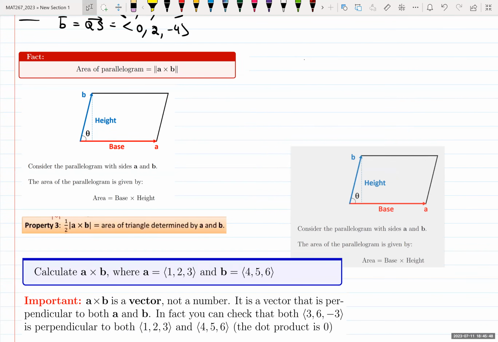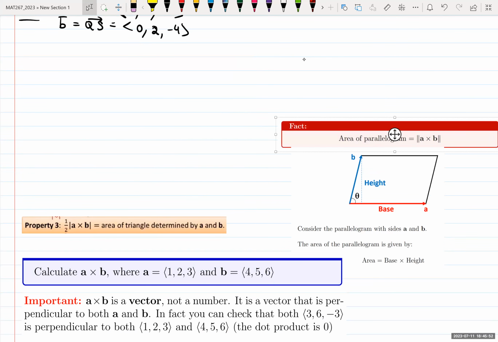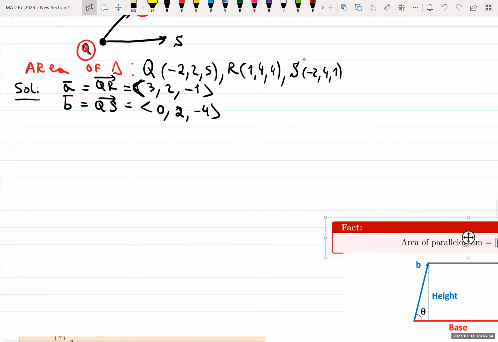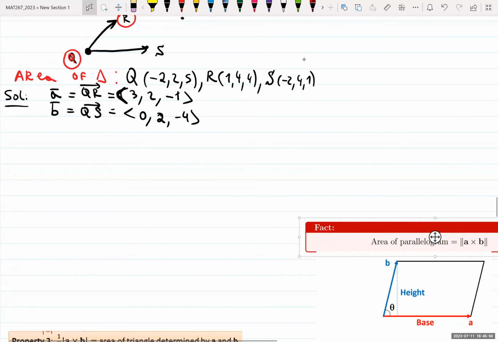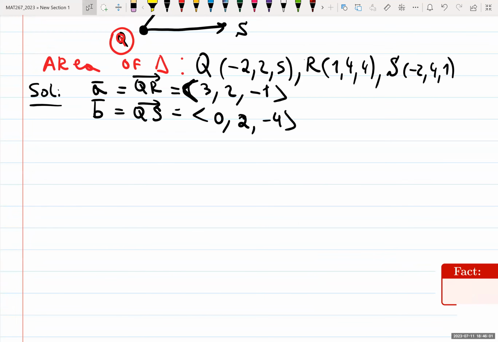the whole beautiful idea of the cross product. So if you find right now the cross product and take the size of it, that's going to be the area of the parallelogram. And the triangle is half of that. But the steps are the same.